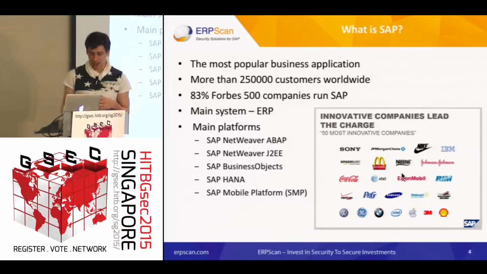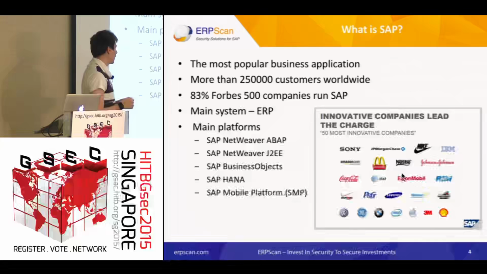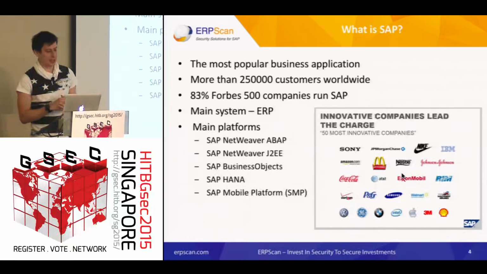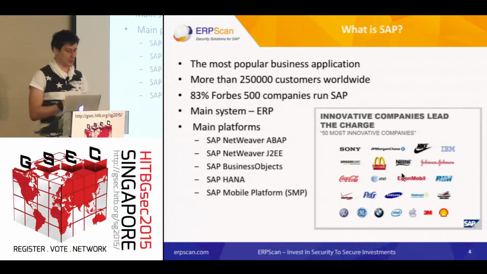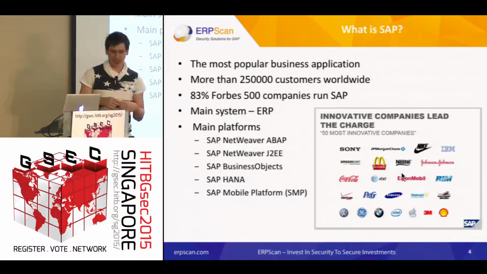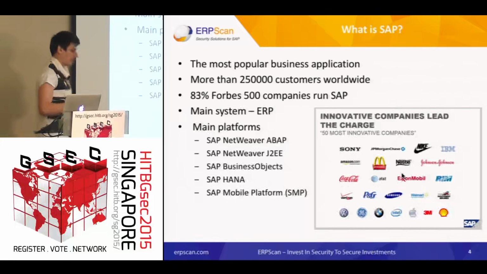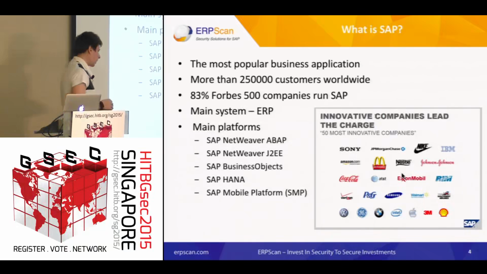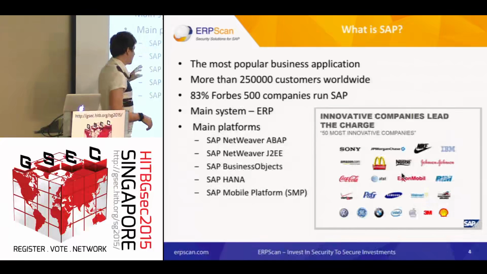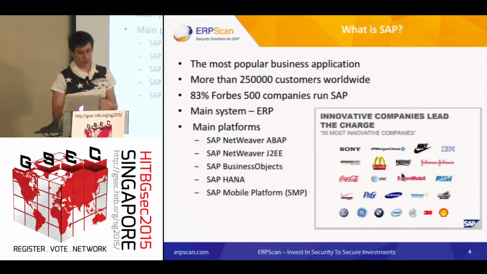SAP has different platforms, but we can single out a few main ones: SAP NetWeaver ABAP, SAP NetWeaver Java, SAP BusinessObjects, SAP HANA, which is a modern solution of SAP, an in-memory database, and SAP Mobile Platform, a mobile solution from SAP. In the previous hour of my talk, I discussed how an attacker can compromise a company through all these systems. But today, I will tell you about mobile.